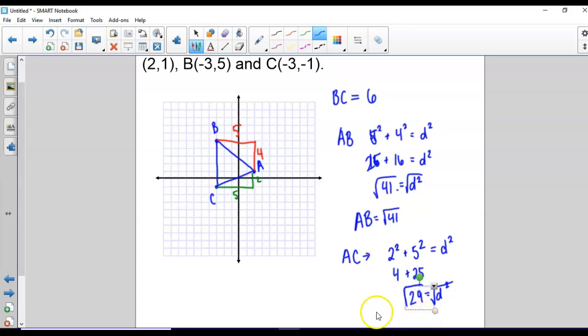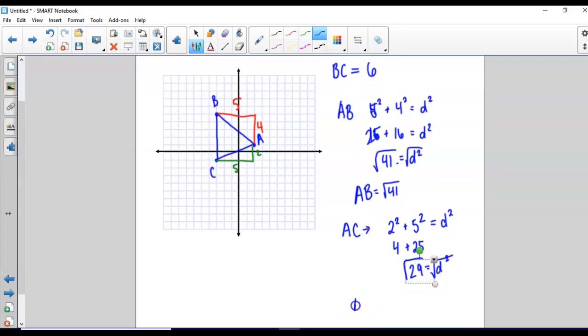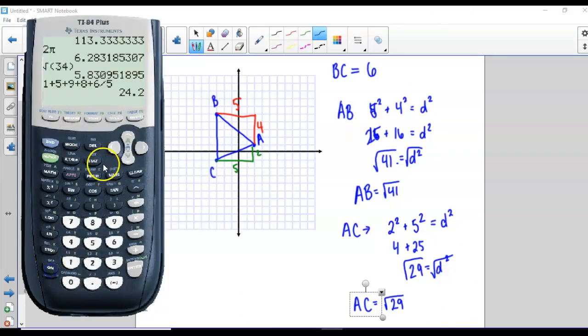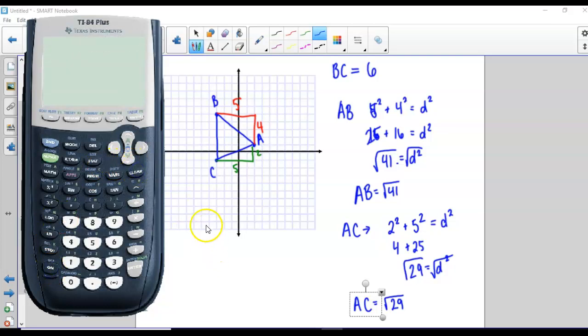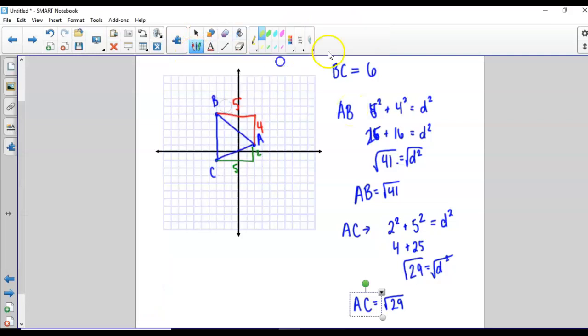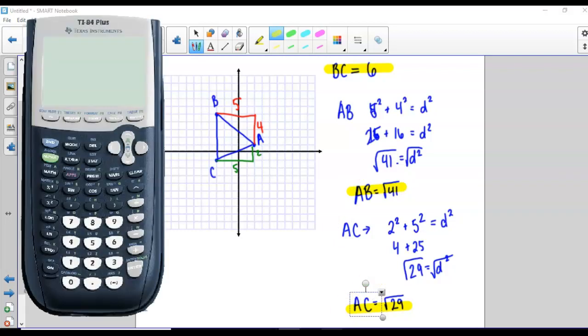So AC equals the square root of 29. And I like just saving it till the end so I don't have to worry about keeping all those long decimal places. So I've got all 3 of my lengths here. Here's BC, it's 6. AB is square root of 41. AC is square root of 29. So I'm just going to add those together.